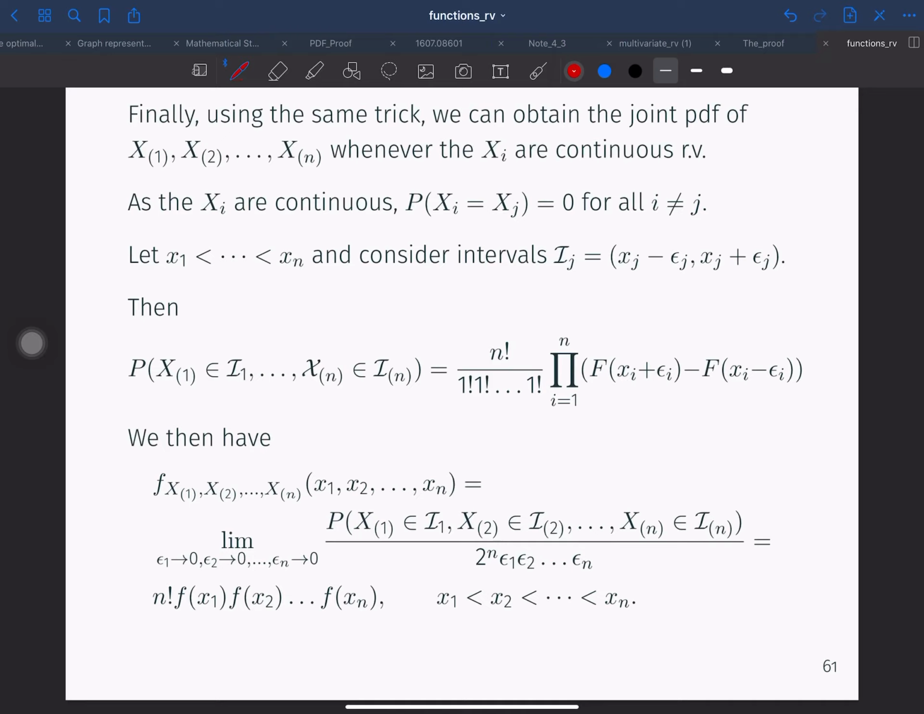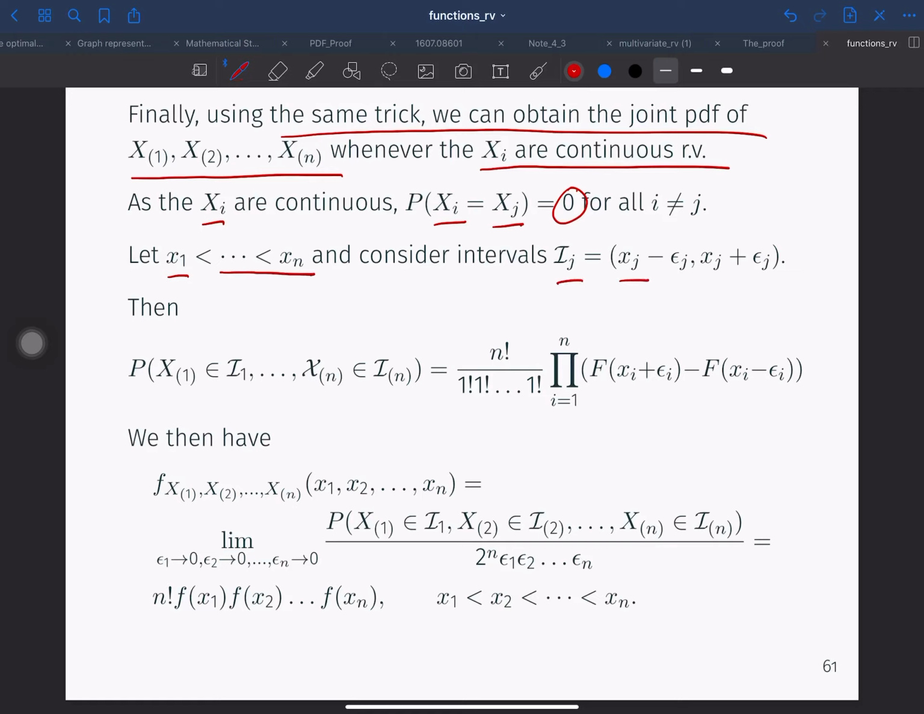But in any case, using the same trick, we can obtain the joint PDF of all the n order statistics in the case whenever the xi are continuous random variables. And the main thing is because they are continuous, the probability that a value xi equals a value xj is always equal to 0 for all i not equal to j. So we can therefore take the values x1 less than x2 less than xn, none of them equal, and then consider intervals around each of these xi. So each xj minus epsilon j, xj plus epsilon j.